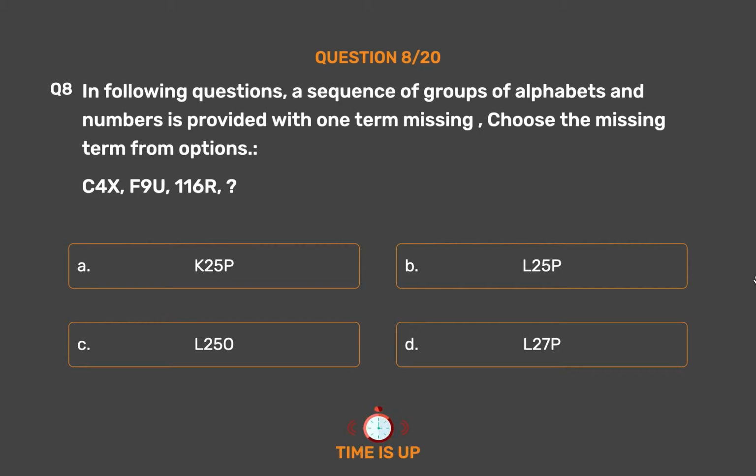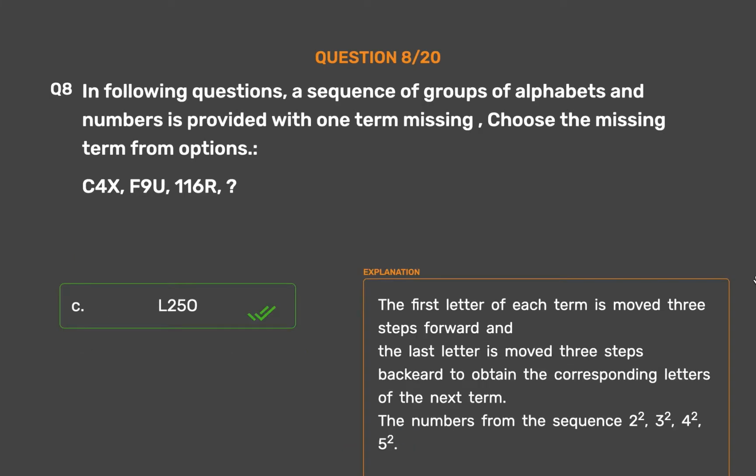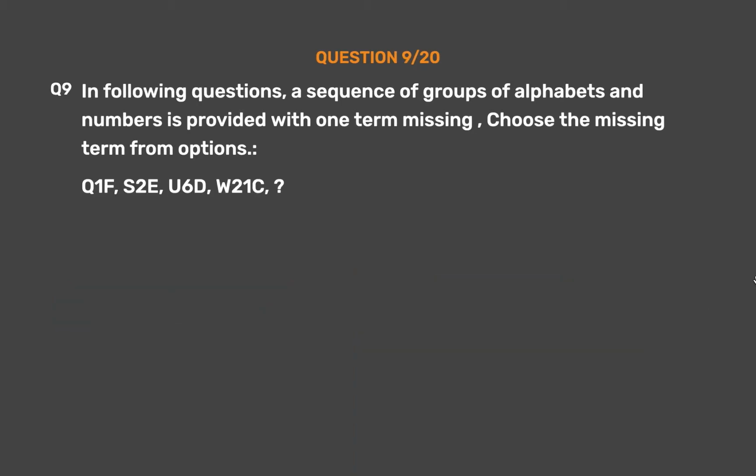The correct answer is option C, L25O. The first letter of each term is moved 3 steps forward and the last letter is moved 3 steps back to obtain the corresponding letters of the next term. The numbers form the sequence 2², 3², 4², 5². Question number 9. In following questions, a sequence of groups of alphabets and numbers is provided with one term missing. Choose the missing term from options.